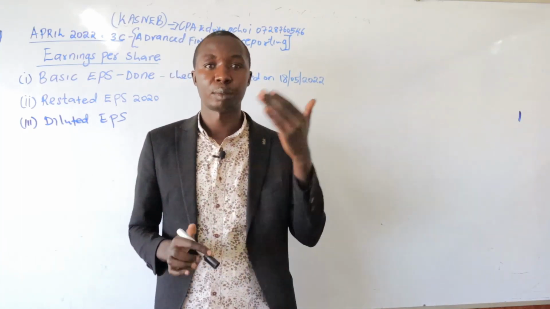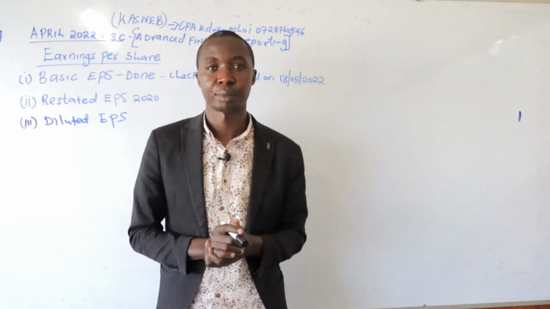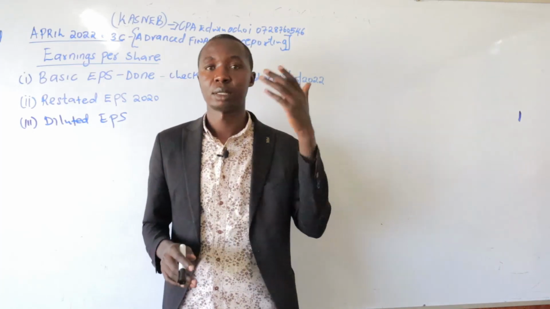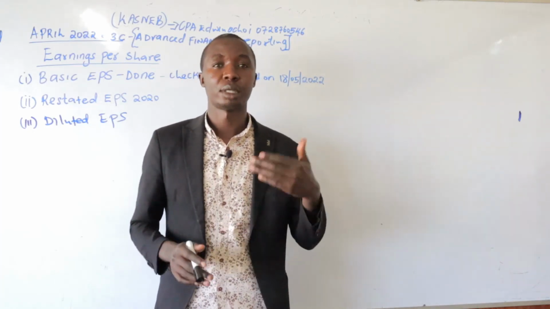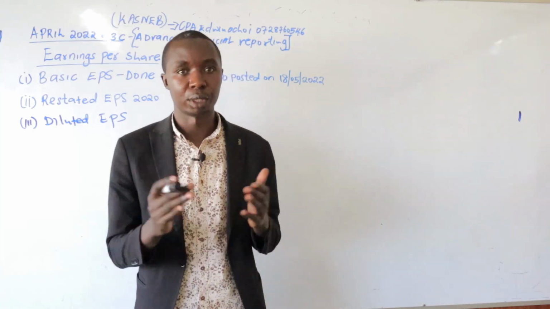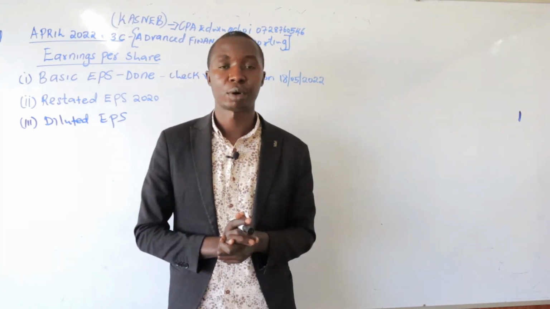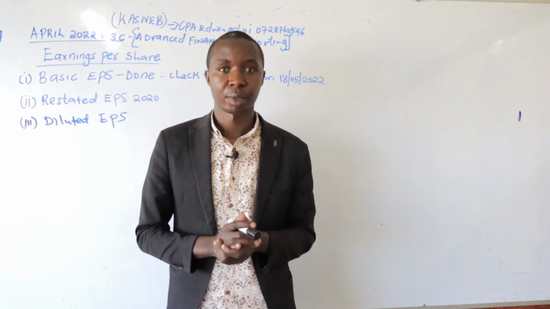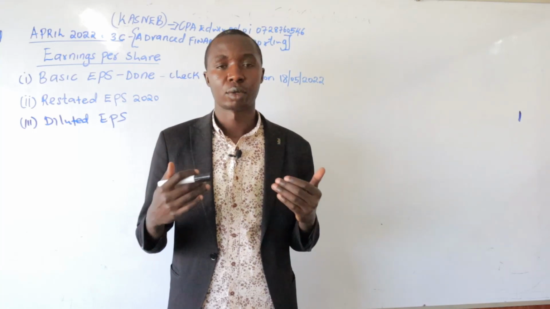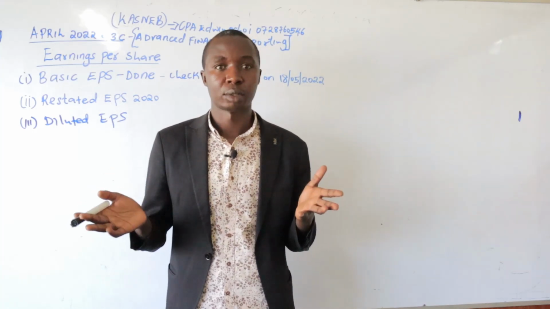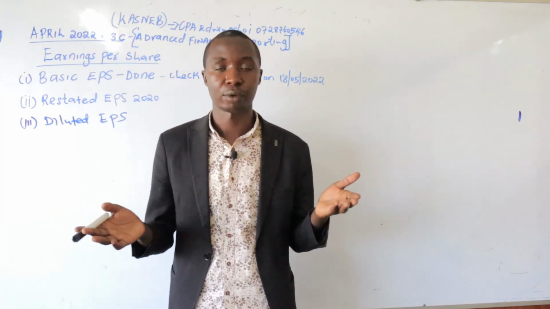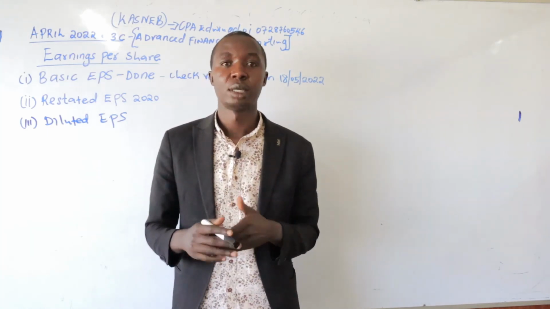whereby I did the part of basic earnings per share, of which I said for you to get the basic earnings per share, we always take the profit attributable to ordinary shareholders. We divide with the weighted average number of ordinary shares. So we did that part of the basic earnings per share, whereby I explained what is required for you in that relevant question of April 2022.